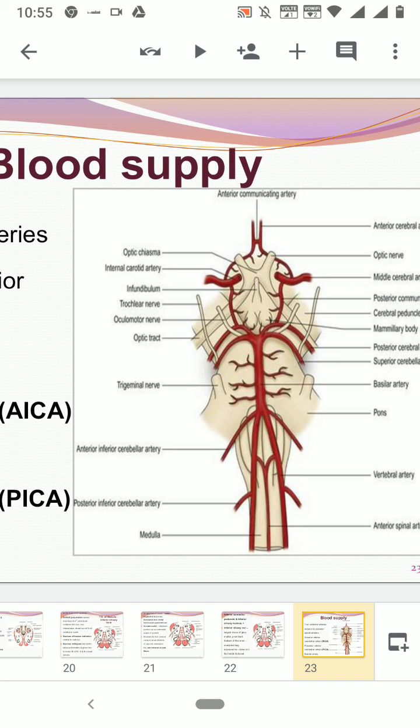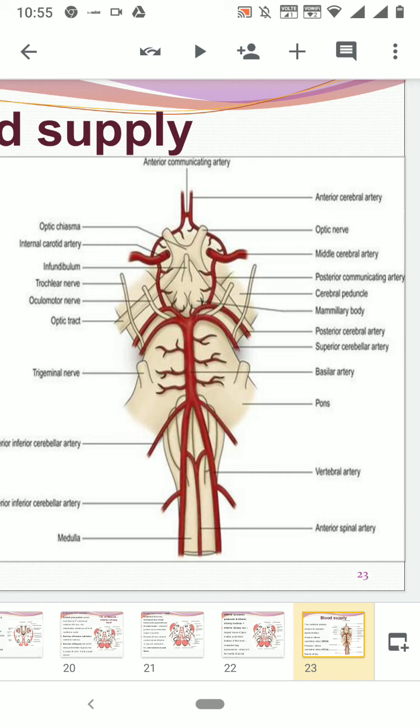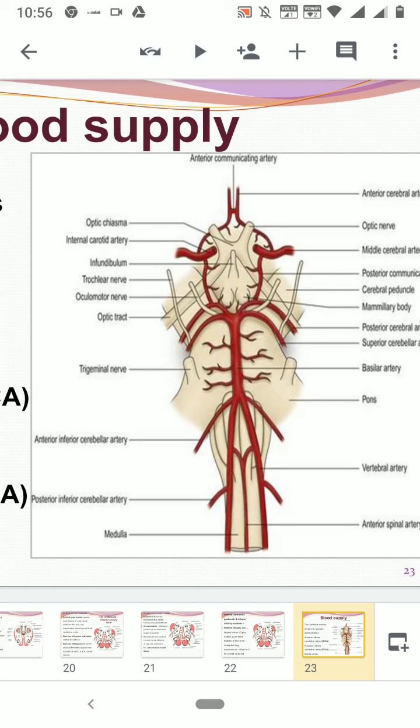You can see there are two vertebral arteries. Please concentrate on the lower part of this diagram. The two vertebral arteries give rise to the anterior spinal artery, and also the posterior spinal artery, which is not shown here. They also give rise to a very important artery called the PICA, the posterior inferior cerebellar artery. The two vertebral arteries join at the upper level of the medulla, at the pontomedullary junction, to form the basilar artery, which will run on the pons.